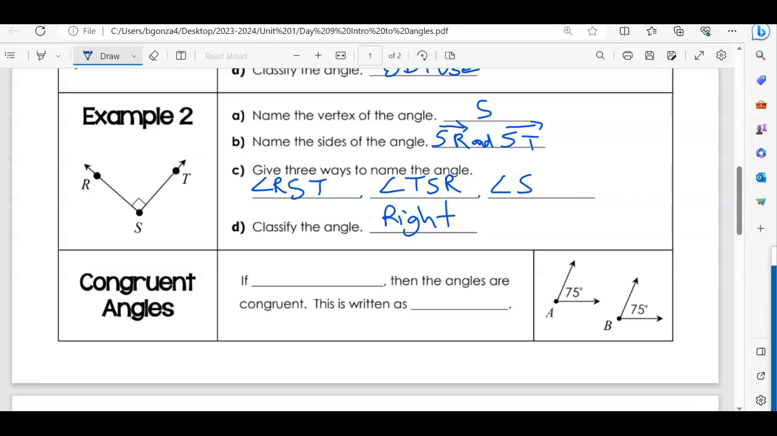That's how it works. All right, so if the measure of angle A equals the measure of angle B, if the little measurements are equal, then those angles are congruent. This is written with a congruence statement, okay? So your statement is going to have the little congruent symbol with the squiggle on top. So angle A congruent angle B. So again, equal measures means congruent angles.